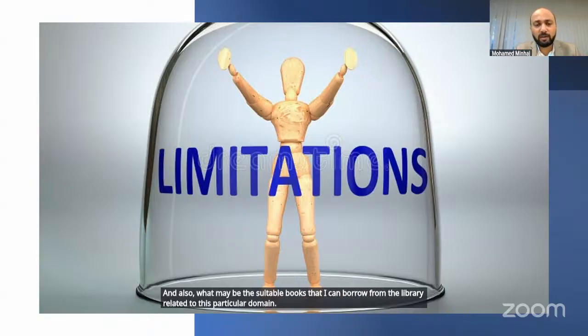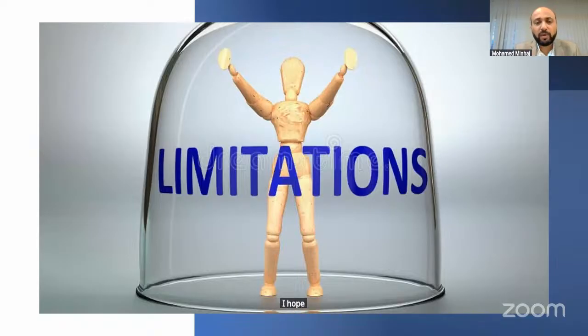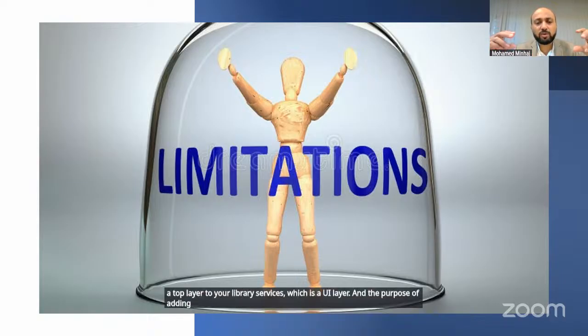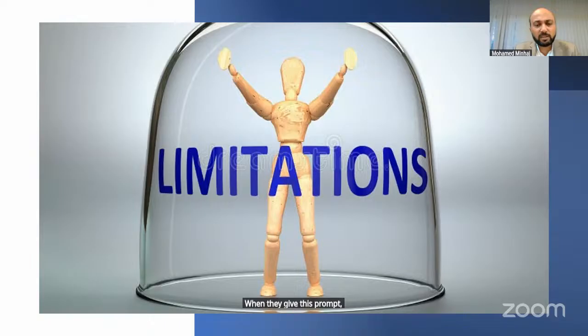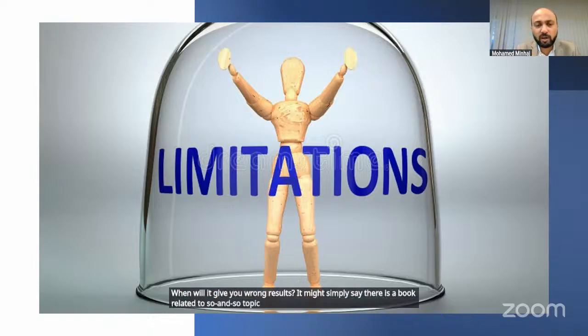I hope the context is clear. We are adding a top layer to your library services, which is the AI layer. The purpose of adding the AI layer is to give convenience to the end users and make it more user friendly, so that they can simply type in a prompt and get the results. When they give this prompt, being an AI system, obviously there can be an element of hallucination. When will it give you wrong results? It may simply say there is a book related to so and so topic, but when somebody clicks on it, they find that such a book is not available in the library.